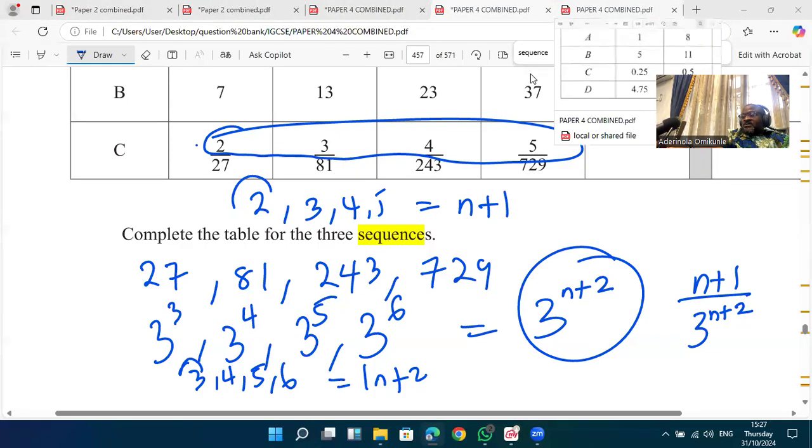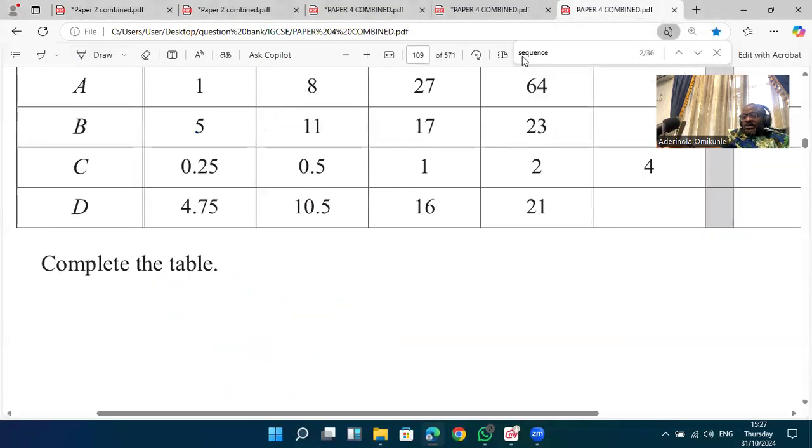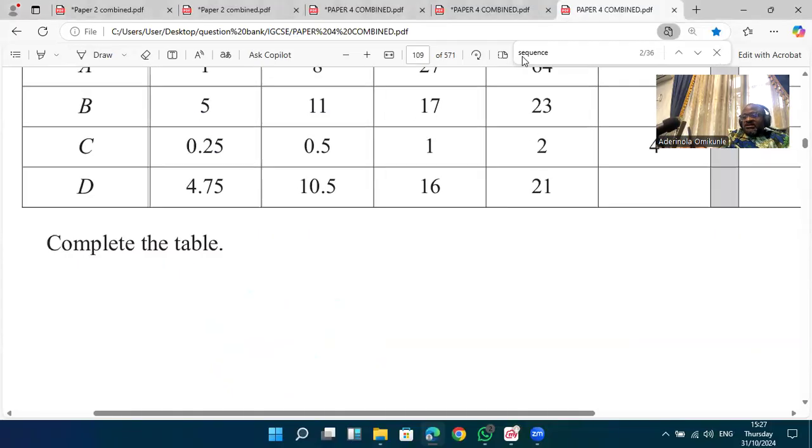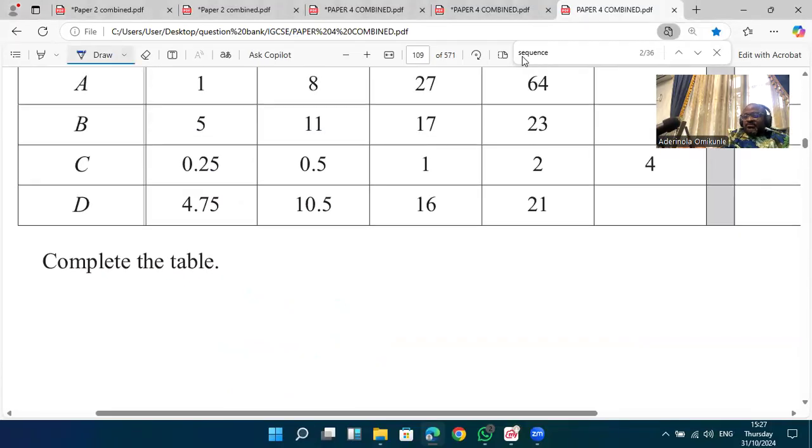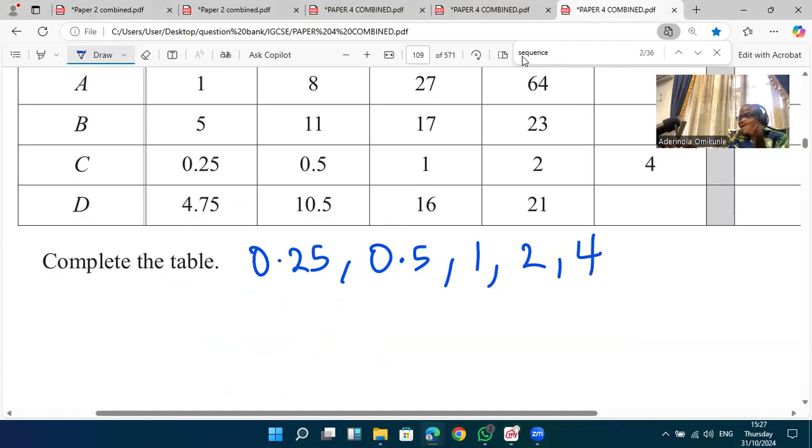Okay. The final question we'll be looking at is question C. This one has a decimal, right? We have 0.25, we have 0.5, we have 1, we have 2, and we have 4. Again, hit the pause button, and after you try it, you can now hit the play button.